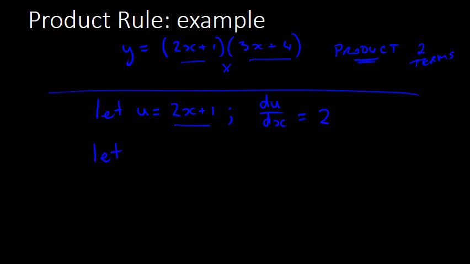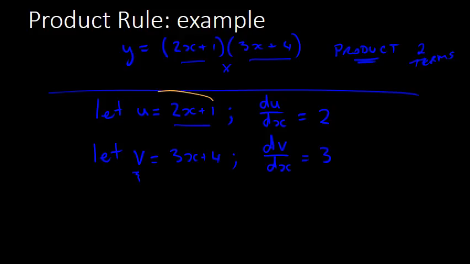We also now have a second variable for the second of the terms. In this case, it's 3x plus 4. The derivative of that is going to be the derivative of v, because the function is called v, the derivative of v with respect to x, and that will be 3.